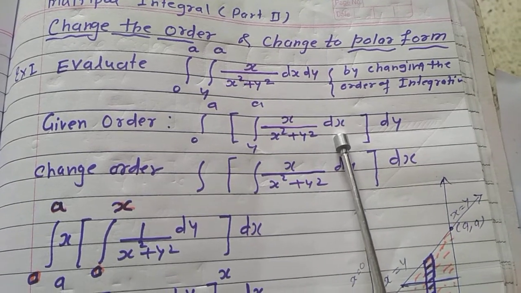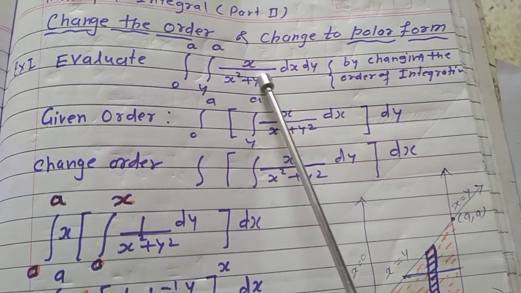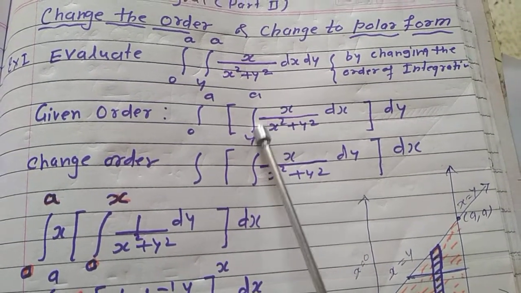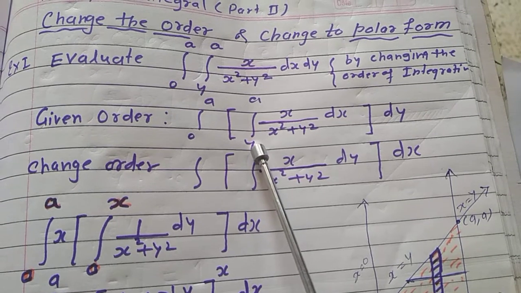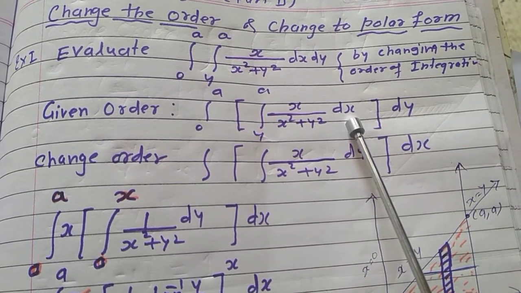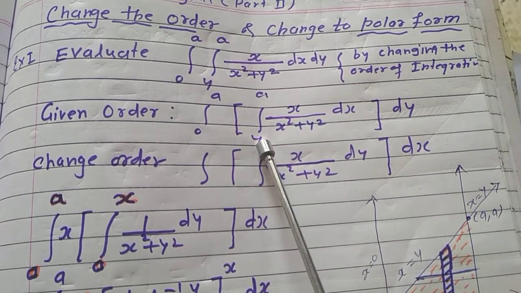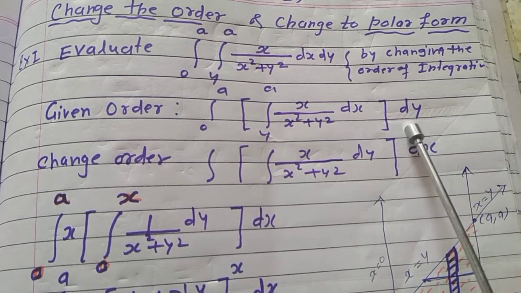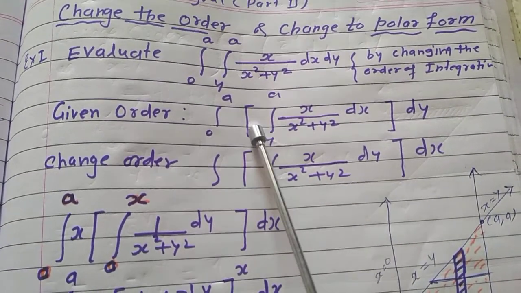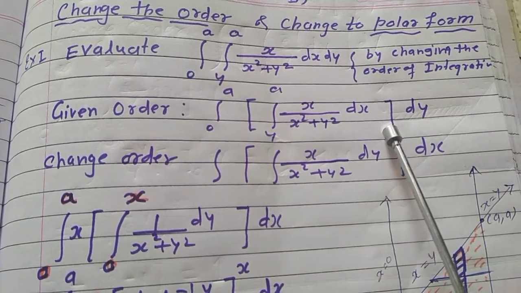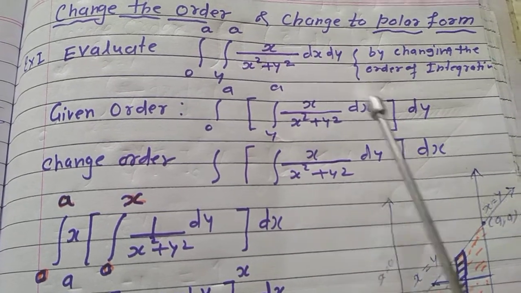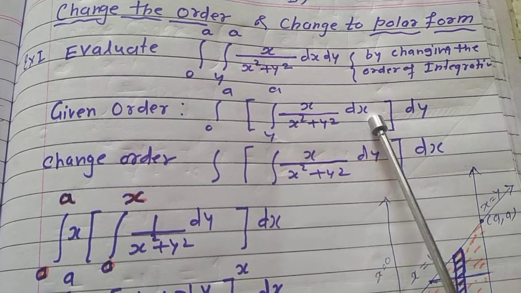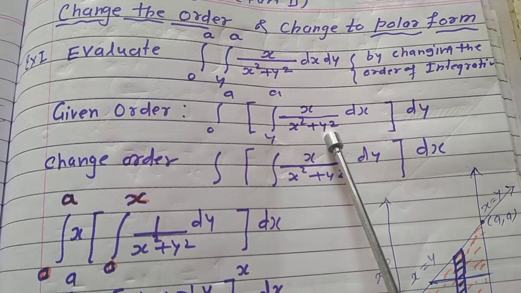Remember this most important point. The outer limits are always constant. So when the inner limits are in terms of y, your first integration is with respect to x. If the inner limits are in terms of x, then your integration is with respect to y. And the remaining is dy. So this bracket shows your first integration. You want to integrate with respect to x, treating y as constant.